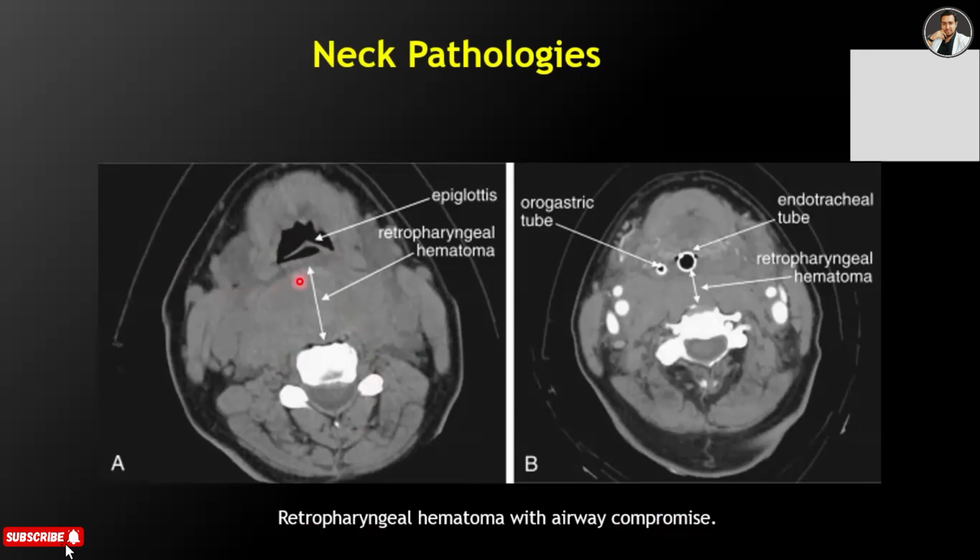So here we have a hematoma. This is a lesion. And this lesion is compressing our trachea. So here we have a retropharyngeal hematoma. And because of this hematoma, we have to use an endotracheal tube. So patients have to use an endotracheal tube and an orogastric tube.